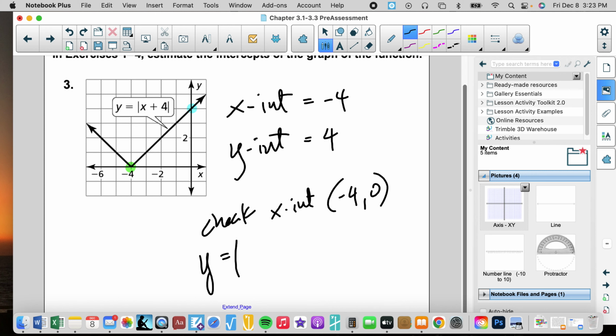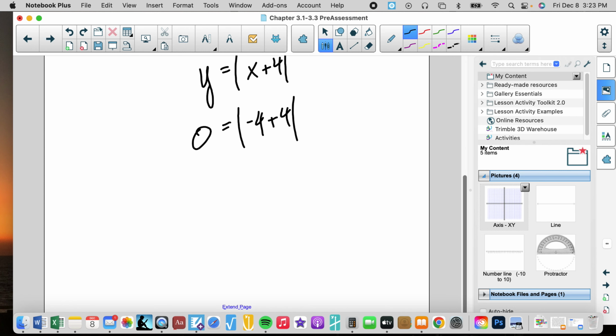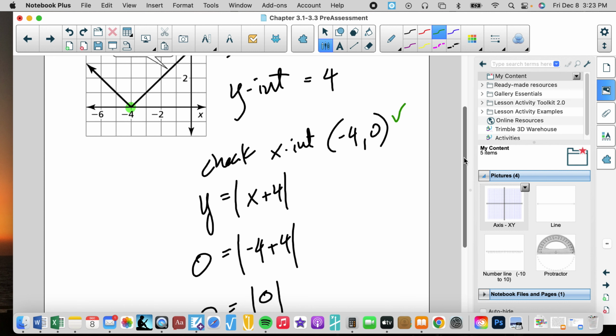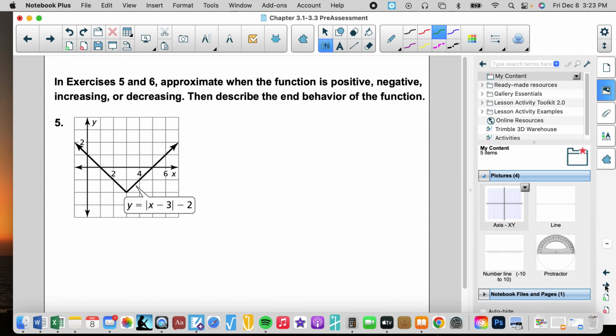So I can take this equation and plug it in. Let's plug in the values. What's my y value? 0 equals the absolute value of my x value, which is -4 plus 4. Now let's simplify. -4 plus 4 is 0, and now I take the absolute value of 0. Since that came out, I know that this is the correct x-intercept. You don't have to do that, but just in case you want to check your solution.